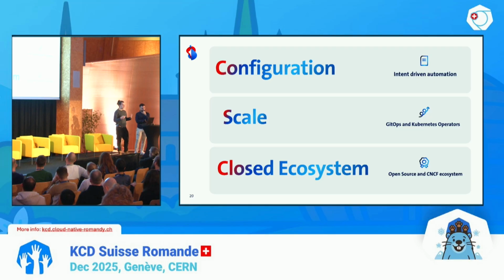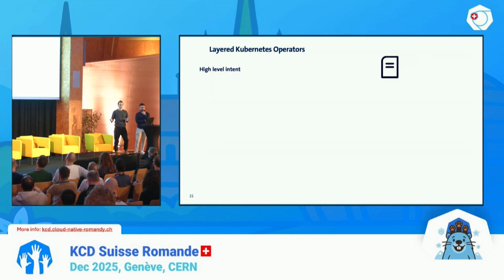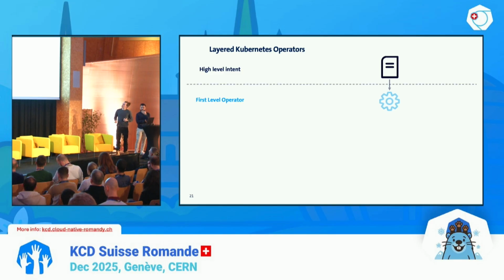Before, it wasn't intent-driven. Before, people were crafting this large file that you saw before. And now the idea is to have a more intent-driven automation. You will see what this means in the following slides. I have a very broad, simplified overview of how this looks. Our model is this layered Kubernetes operators approach. You start with a high-level intent. You will see an example later.